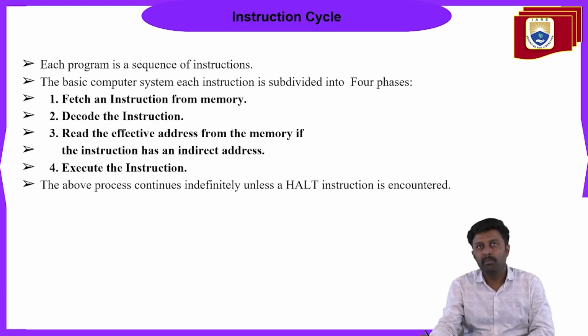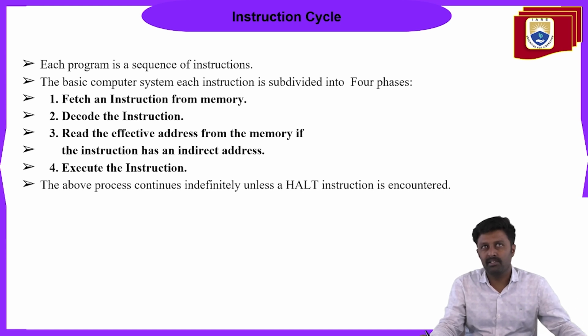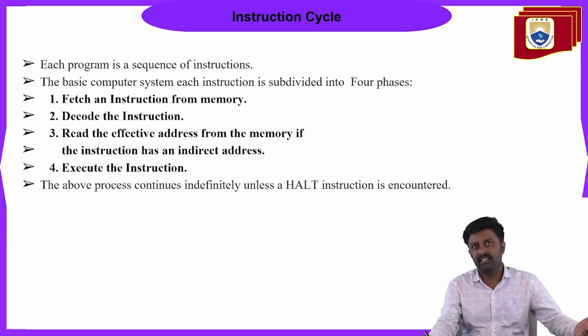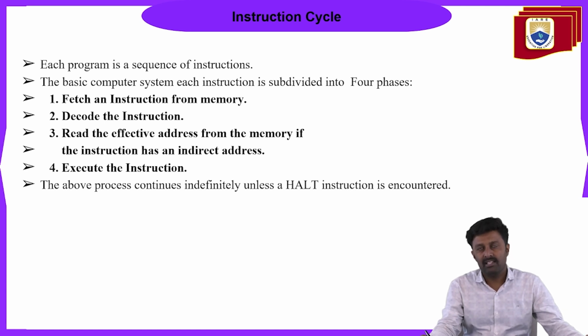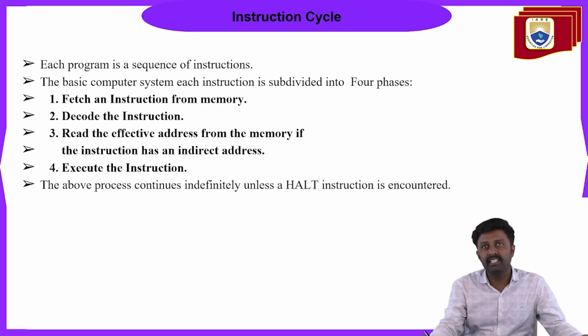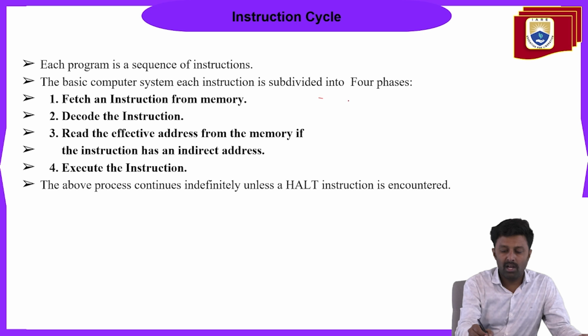So what do we mean by an instruction? A program consists of a set of instructions. An instruction is written to complete a particular task. So each program has a sequence of instructions, which will do some particular computations. In the basic computer system, each instruction is subdivided into 4 phases.